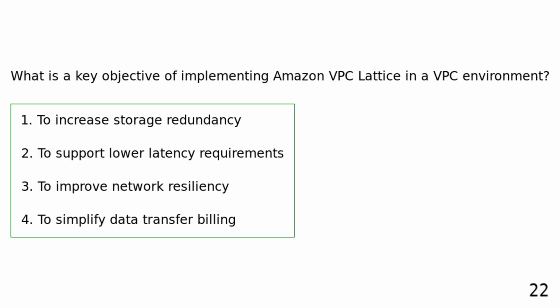What is a key objective of implementing Amazon VPC Lattice in a VPC environment? To increase storage redundancy. To support lower latency requirements. To improve network resiliency. To simplify data transfer billing.